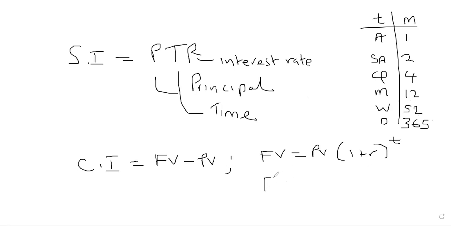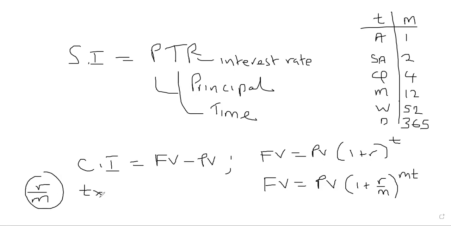So if the compounding of interest is done more than annually, the formula will slightly change. Our interest rate will be divided by the number of compoundings, and the time will be multiplied by the number of compoundings. So take note that the interest rate is divided by the number of compoundings, and the time is multiplied by the number of compoundings.